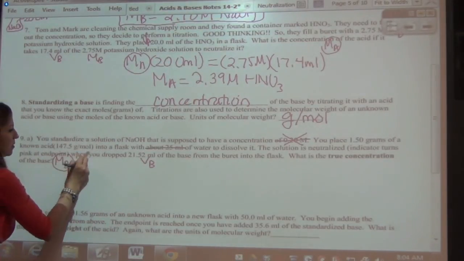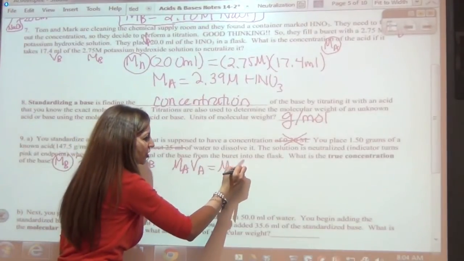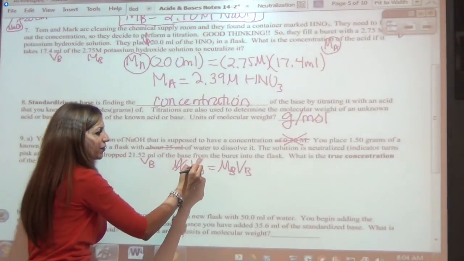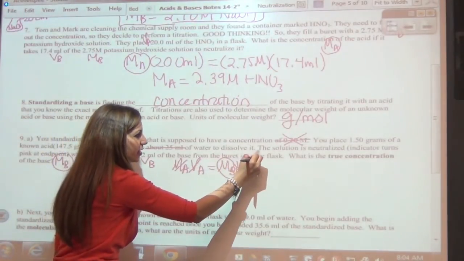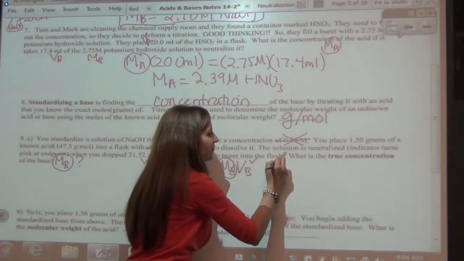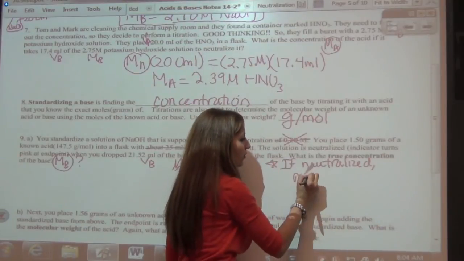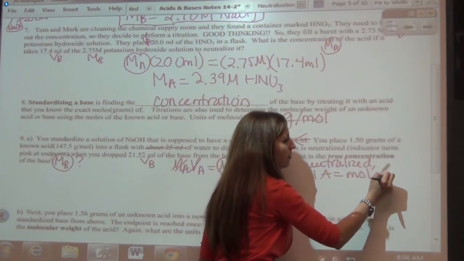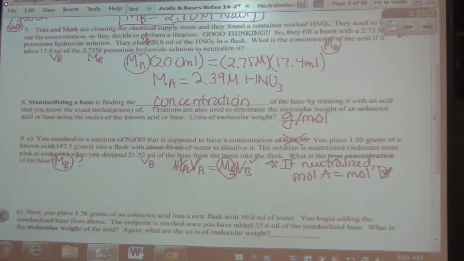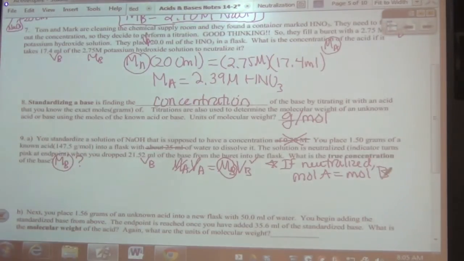MB. But this is confusing, because if I go to use the MaVa = MbVb equation, the problem is I don't know this, I don't know this, I'm looking for this, and I know this. Well, that doesn't really help me. But if it's neutralized, then moles of acid equal moles of base. So if I can figure out the moles of my acid, then I'm all set, because that's equal to the moles of my base.